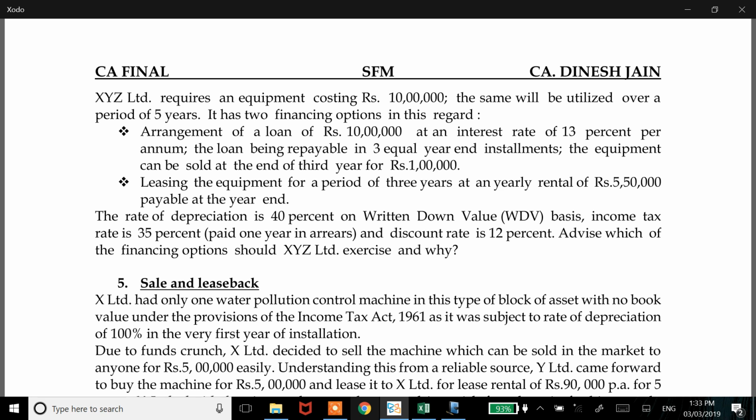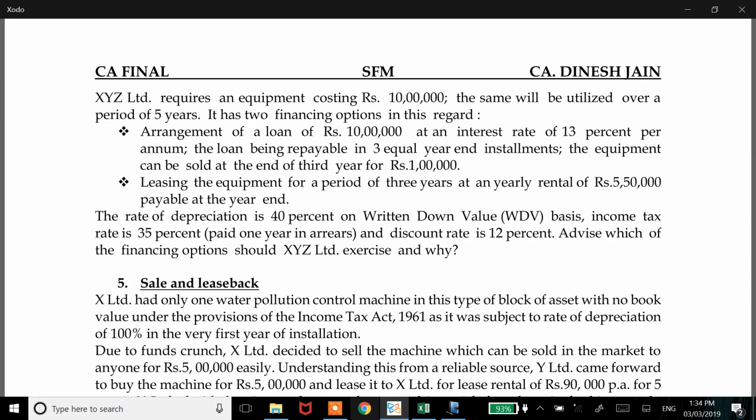One, discount rate is not same as after tax cost of debt, because interest rate is 13% into 1 minus tax rate will not be equal to 12%. Second, even if it was same, I can still not use the shortcut because taxes are paid 1 year in arrears. That is, first year you will have interest expense, but the tax benefit for that will come in the second year. So that is how we will do this question.